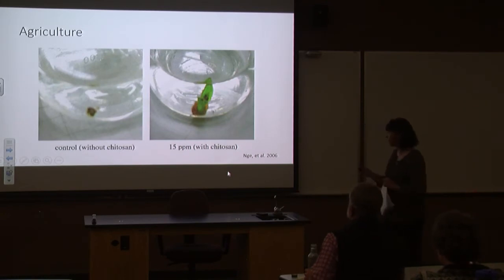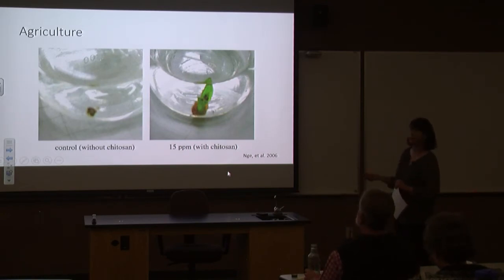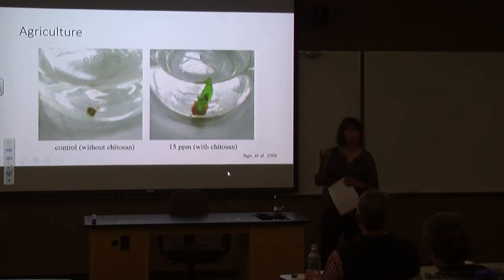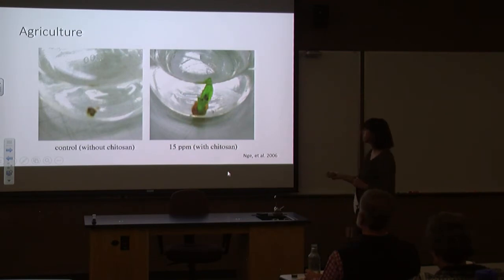So here's a figure. This isn't really agricultural, even though I have it here. This is an orchid seed, and this is treated without chitosan, and this is with chitosan. And so you get more robust plants. You also get increased yield.